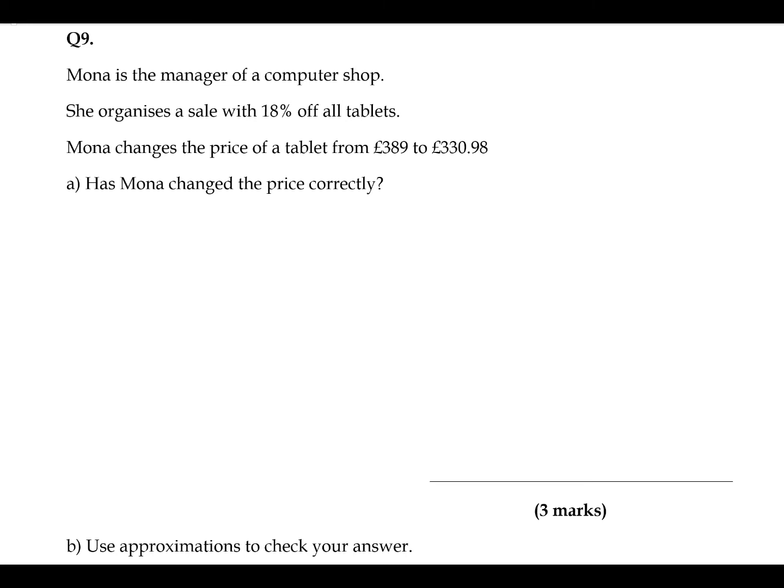Question 9. Mona is the manager of a computer shop and she organises a sale with 18% off all of the tablets. Mona changes the price on the tablet from £389 to £330.98. Has Mona changed the price correctly? So there's several ways of doing this. What we can do is take the 18% of the 389 and then take it away to see if she's got the correct price.